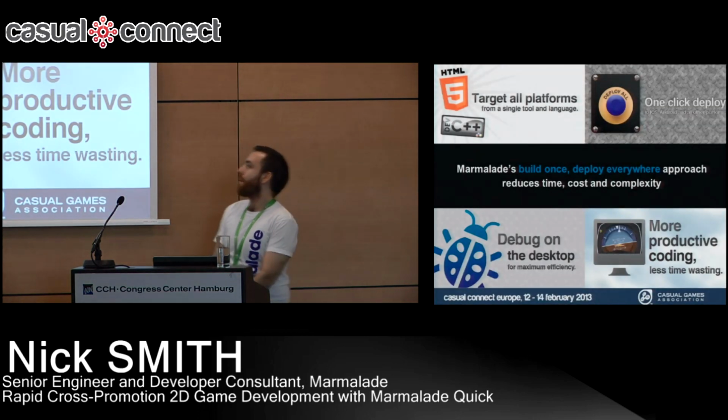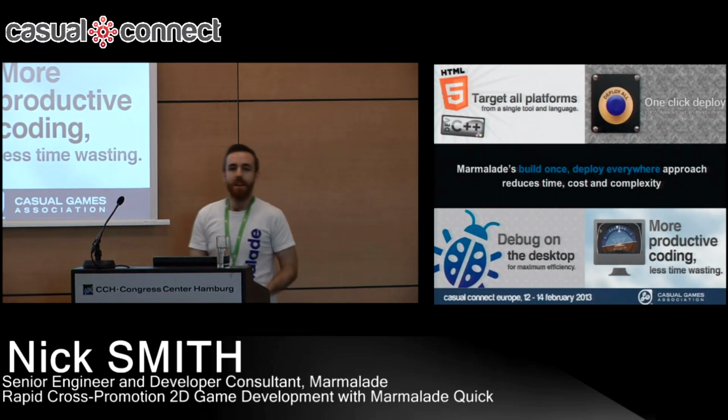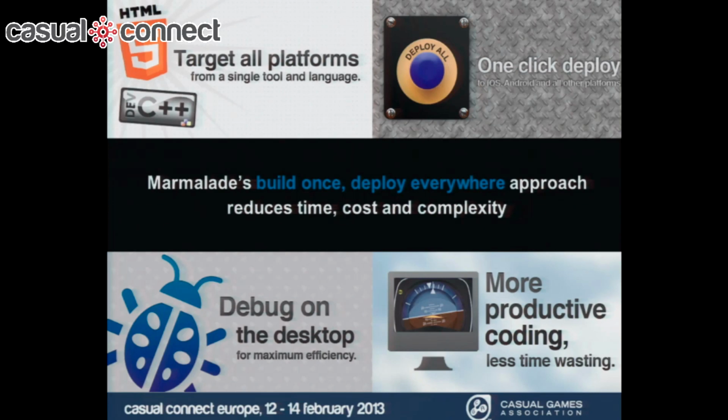Basically, Marmalade is a toolkit. It lets you have a single set of source code. So it's C++, single language, single project. You can run on a Mac or a PC. We don't make you install things like the iPhone SDK or the Android SDK or the BlackBerry SDK. You don't have to use a Mac if you want to do iOS development.